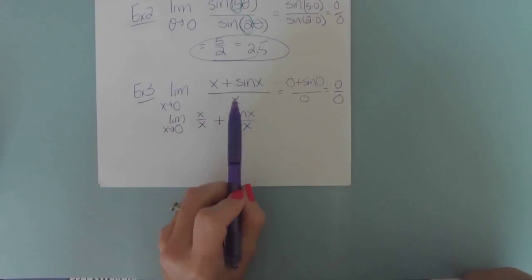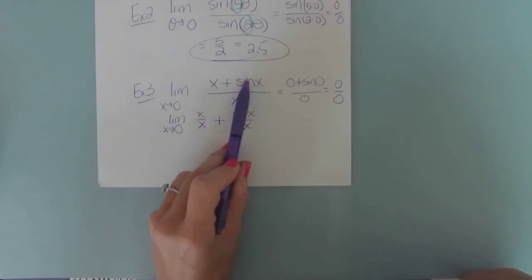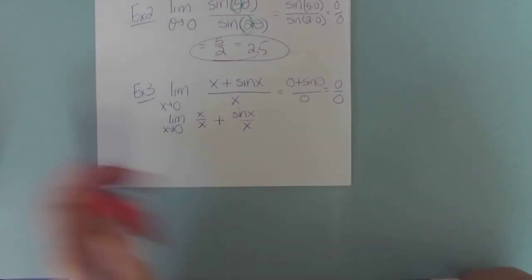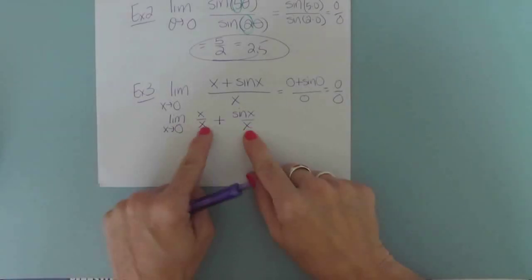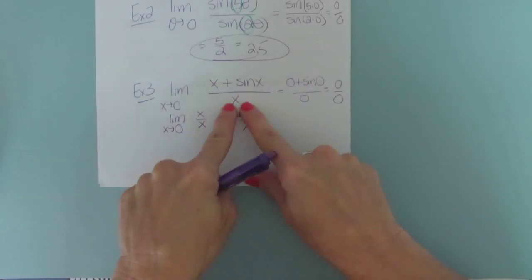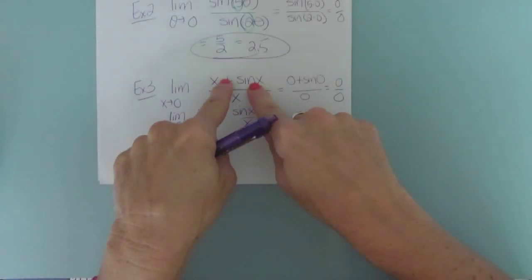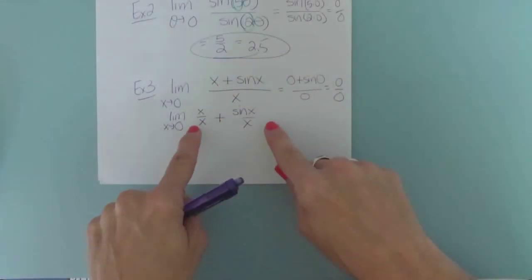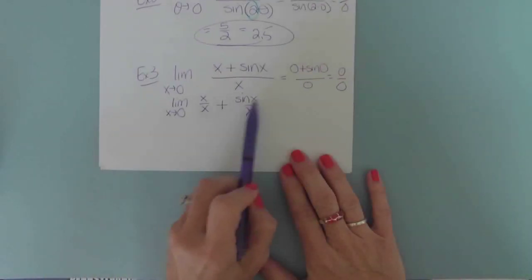Okay, now why can I do that? Well, I have a monomial denominator, and when you have a monomial denominator, you may split each part of the numerator over top. Here's the thing, if that doesn't make sense, think of it backwards. If you were adding two fractions with a common denominator, wouldn't we add the numerators and put it over the common denominator? So instead of adding these fractions to get here, I'm breaking this apart to get here.